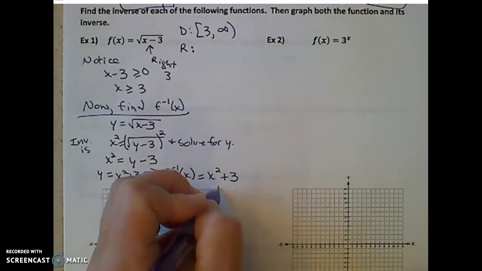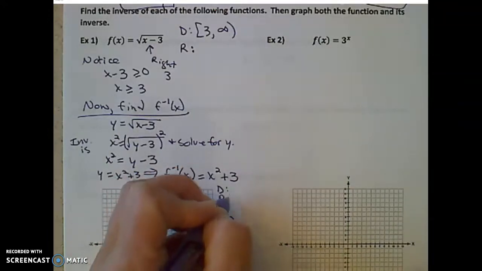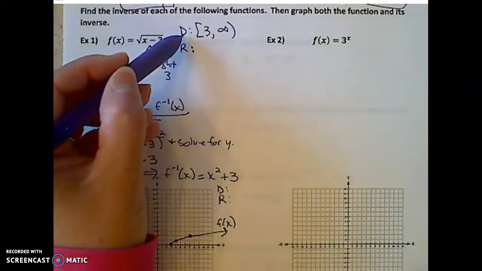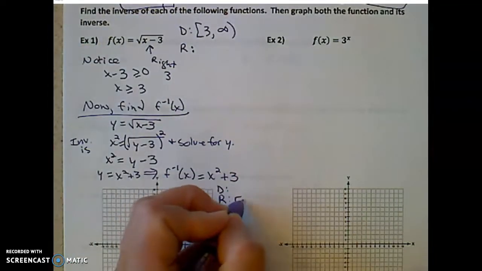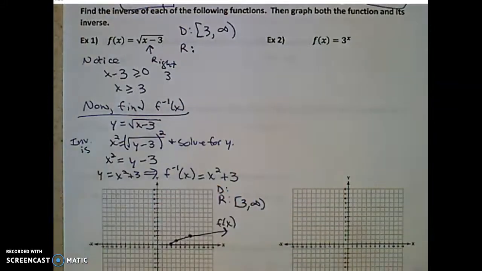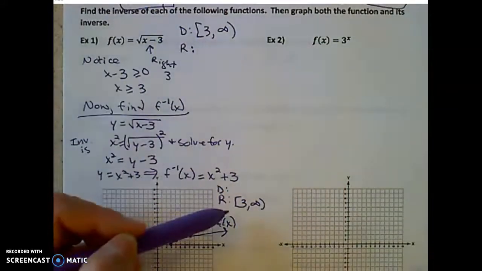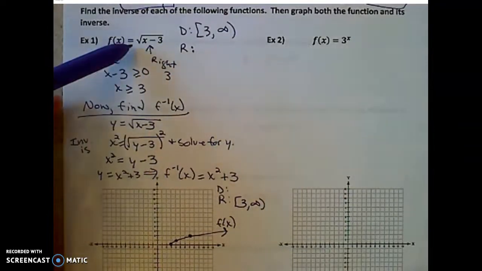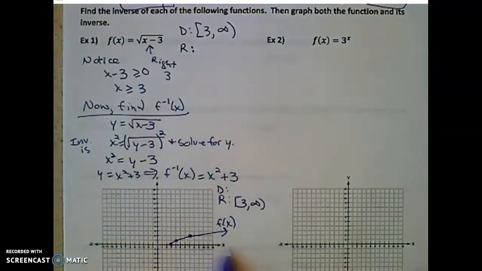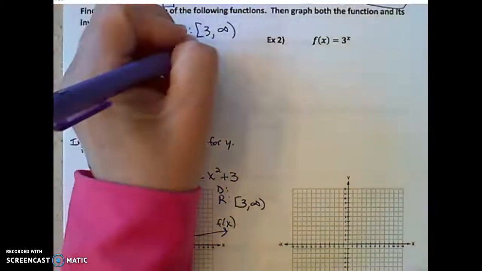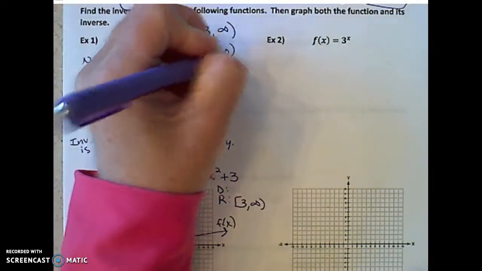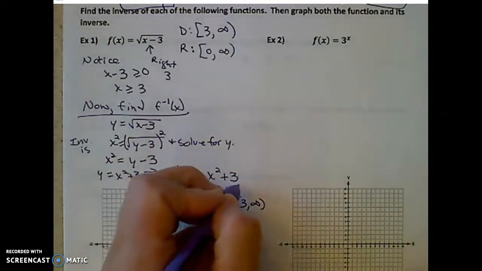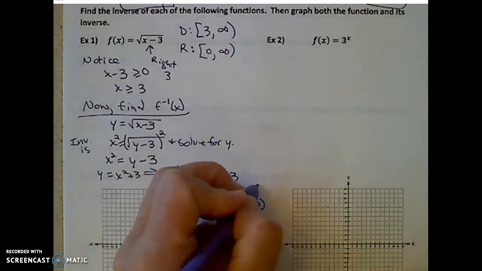And I'm going to list the domain and the range of this inverse function. Notice the domain of the original becomes the range of the inverse, and vice versa. What was the range of this original function? Notice my y values start at 0 and go up, so the range is 0 to infinity. That means that the range of that original becomes the domain of this inverse function, from 0 to infinity.